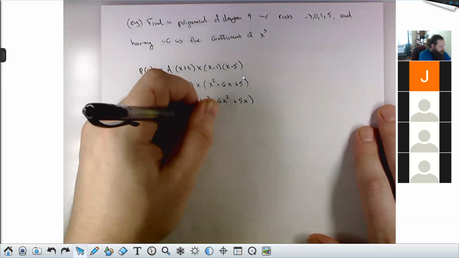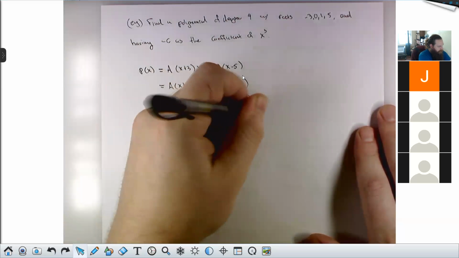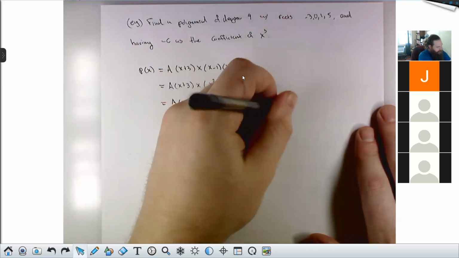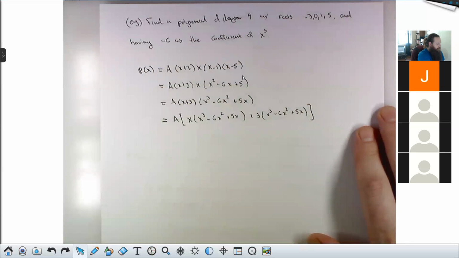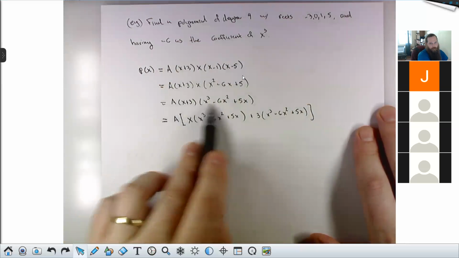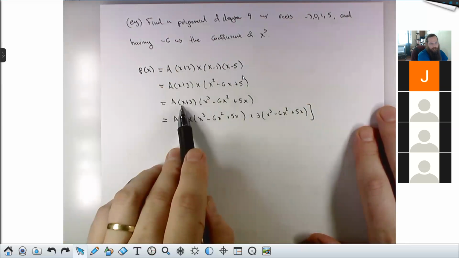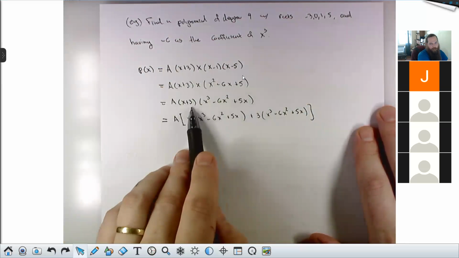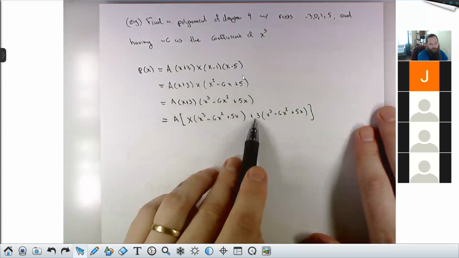I want you to review this algebra carefully and make sure you understand every single step. So from here to here, I'm distributing x plus 3 over this guy. I'm going to take everything here and multiply it by x. That's this. Then I'm going to take everything here and multiply it by 3. That's this. And because the symbol between x and 3 is a plus, this is the plus.